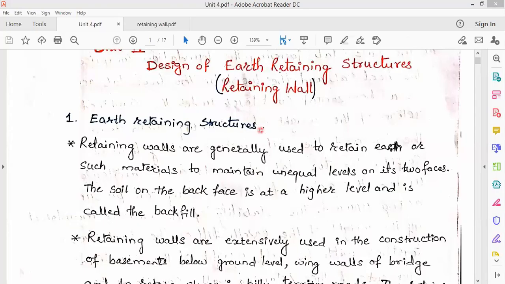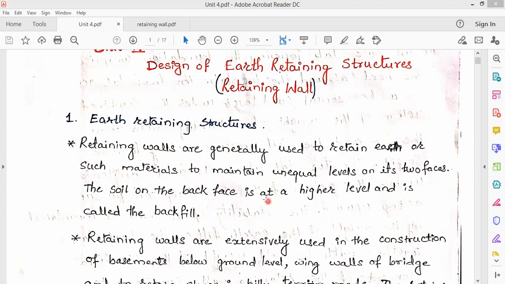Hello students, today I am going to start with another design chapter. It is design of earth retaining structure. Mainly we are going to design retaining walls here. So initially we will study what is this retaining wall and what are the types of this retaining wall.